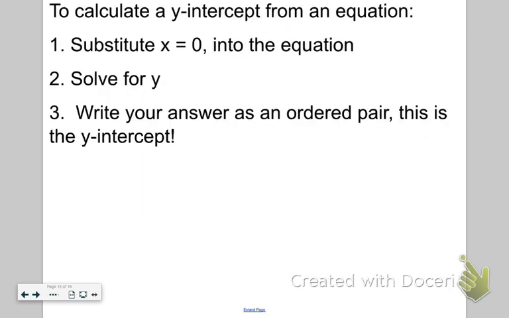Alright, let's take a second to write down these next 3 steps into your notebook. So to calculate the y-intercept from an equation, you're going to substitute x equals 0 into the equation. So again, think back to the graph and what all the x-intercepts, or the points on the x-axis, had in common. X was 0. Alright, you're going to solve for y, and then you're going to write your answer as an ordered pair.